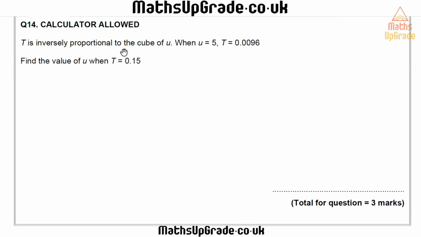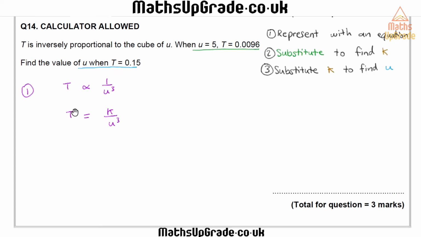Question 14 tells me that t is inversely proportional to the cube of u. When u equals 5, t equals 0.0096. That allows me then to evaluate the constant of proportionality. And I can then substitute that to find the value of u given the value of t. So here's the steps I'm going to take. T is proportional to 1 over u cubed. So that t equals the constant divided by u cubed.